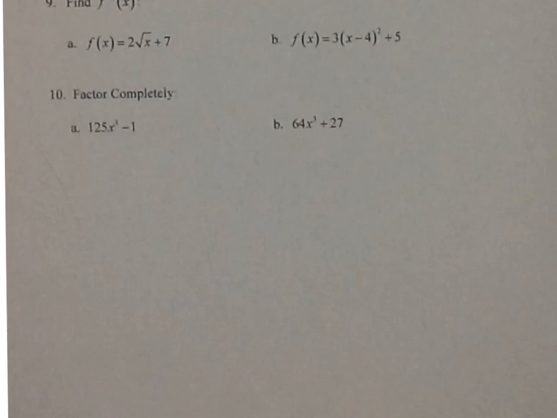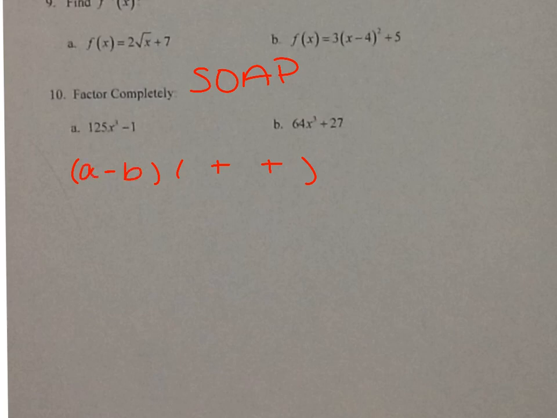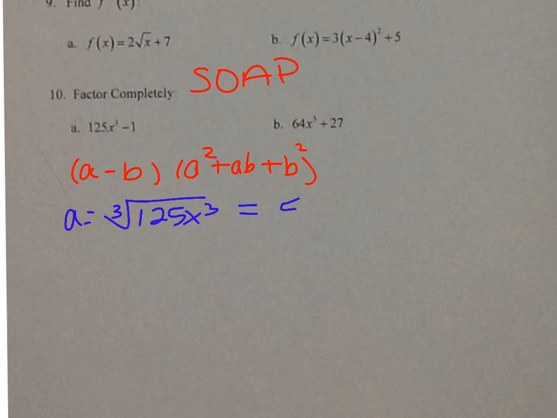Okay, so the last thing is to factor completely. All right, so remember, always look for a GCF first. I don't see a GCF. So I do notice I have perfect cubes, so I'm going to use SOAP. Remember, same sign, opposite sign, always positive. So let's write down the formula. So we have same sign, so in this case it will be minus, opposite sign will be plus, always positive. And remember, it's a squared, b squared at the ends, and in the middle is a times b. A is going to come from the cube root of 125x to the third, which will be 5x. And b will be the cube root of 1, which is 1.